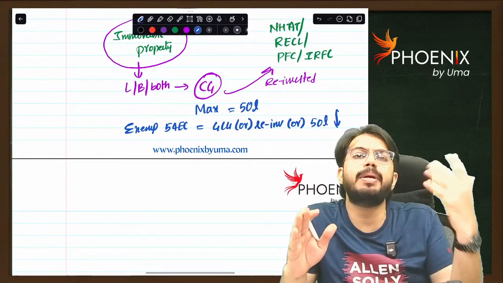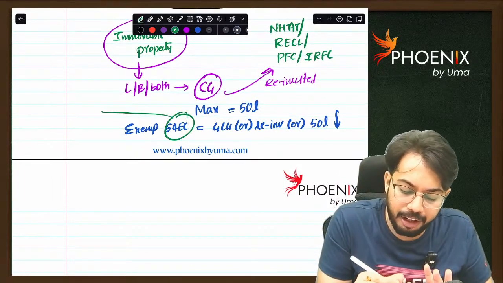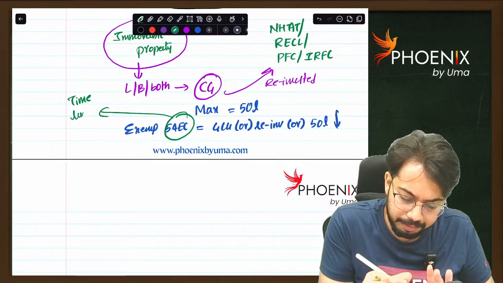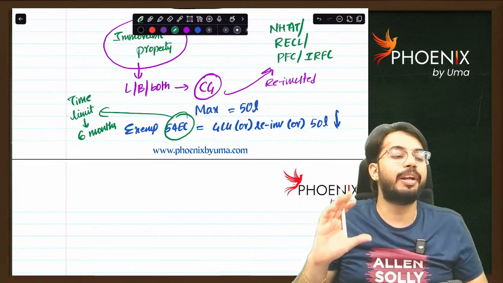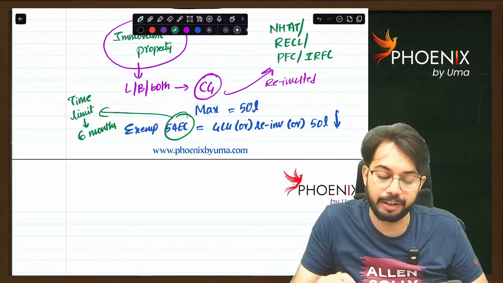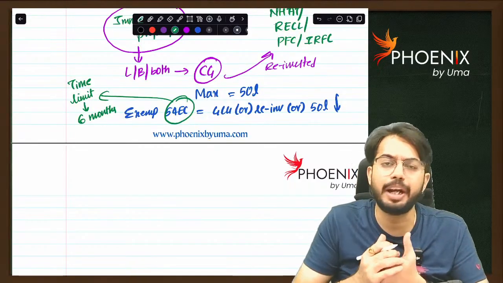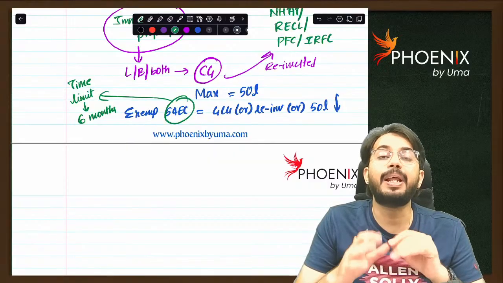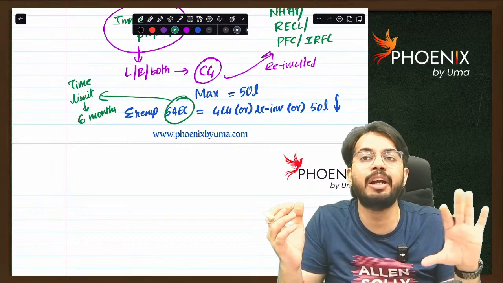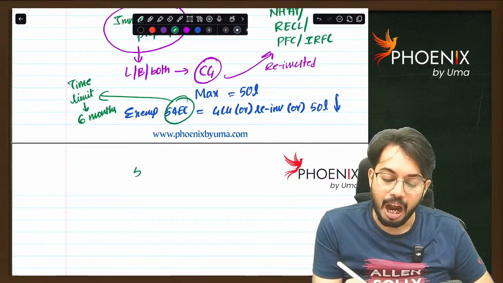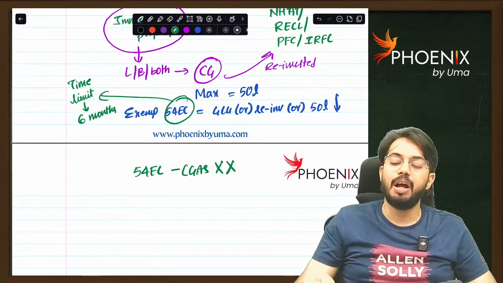Till now the time limit for reinvestment is 2 years or 3 years, but under 54 EC the time limit for reinvestment is only 6 months from date of transfer. Are you able to understand? The time limit is very low now. That is the reason capital gains account scheme is not available. Within 6 months you need to make reinvestment. You are not given a time limit of 2 years or 3 years. That's why under 54 EC, capital gains account scheme is not available. Are you able to understand?